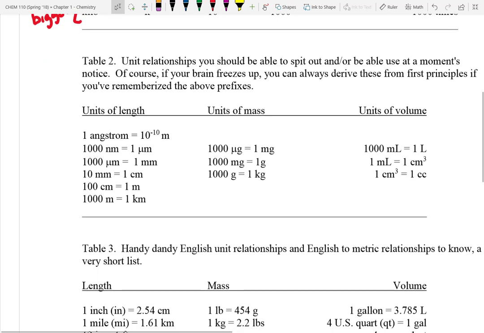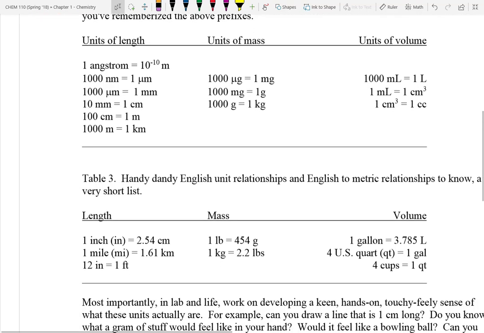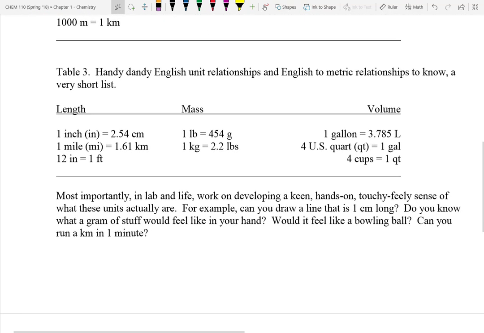Down here, it's got a system of conversions. We're going to practice this a lot more later, so don't worry about these too much right now. We're going to spend probably a couple days doing unit conversions. In addition to that, at the end here, we've got table 3. This is a list of English relationships to things. Like I said, in the US, we use this backwards system where we have things like inches and miles instead of centimeters and kilometers, and this gives you the conversion that you need to convert between the two. And again, we'll practice unit conversions later on.